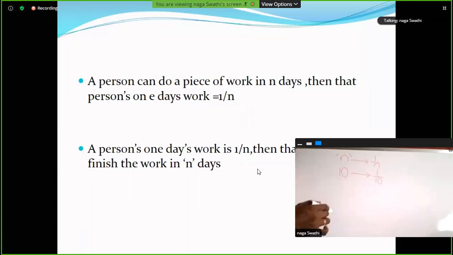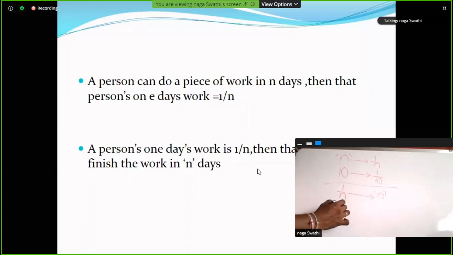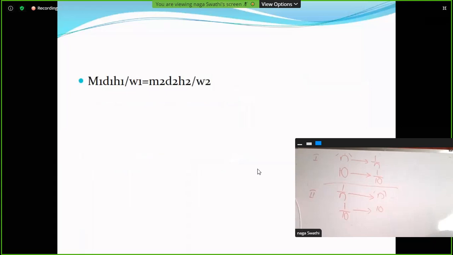Similarly, if a person's 1 day's work is 1 by n, then that person will complete the work in n days. Similarly, 1 day's work is 1 by 10 means they will complete the work in 10 days. This is case 1, this is case 2. This is the most important point.